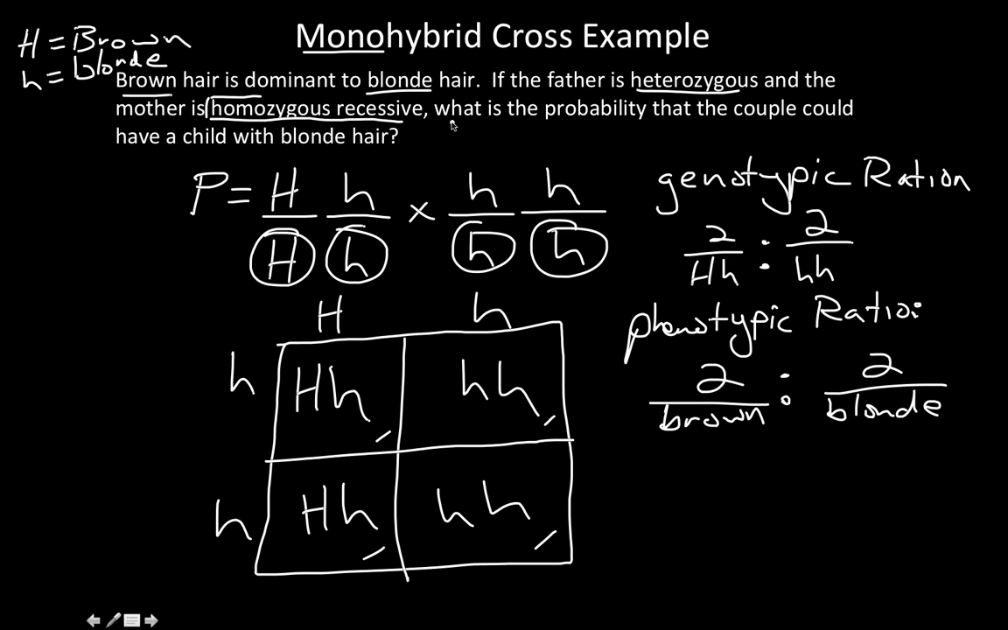Our last step is to answer any questions. So what is the probability that the couple could have a child with blonde hair? So if we look at the phenotypic ratio, there's 2 of a possible 4, so 2 out of 4, or a 50% chance that this couple could have a child with blonde hair. So that's an example for a monohybrid cross.